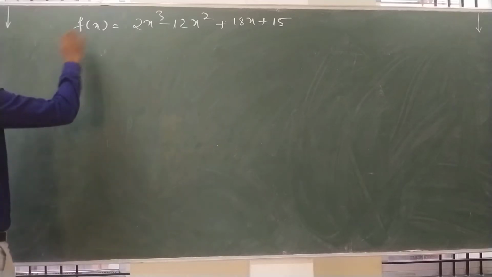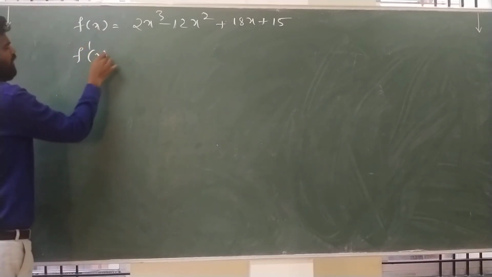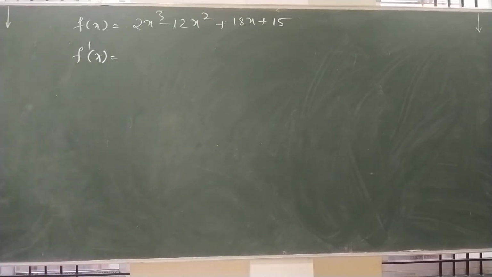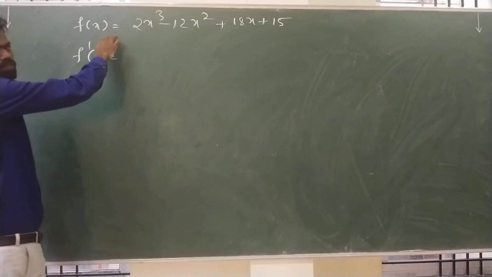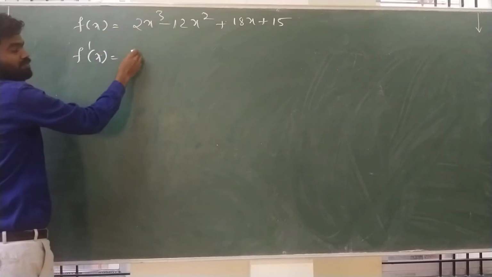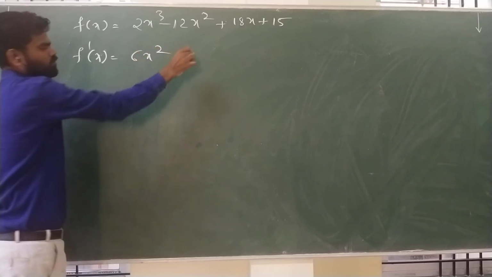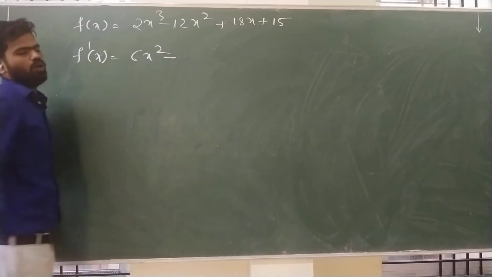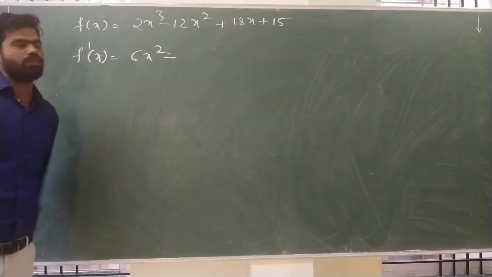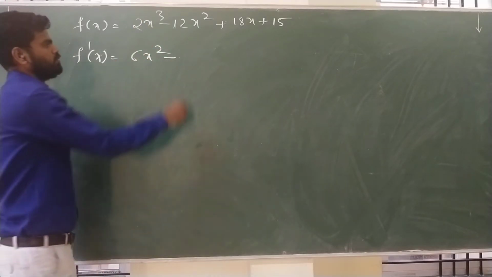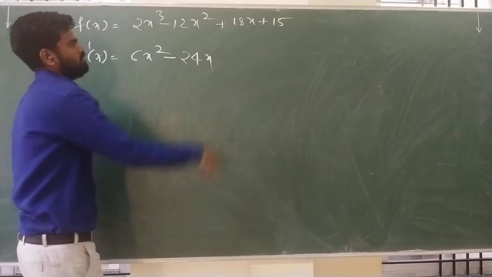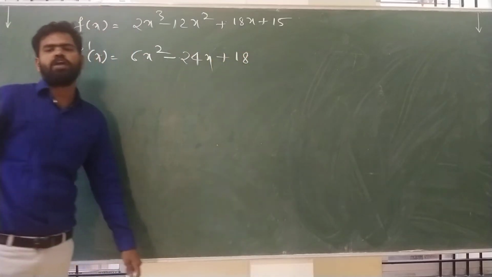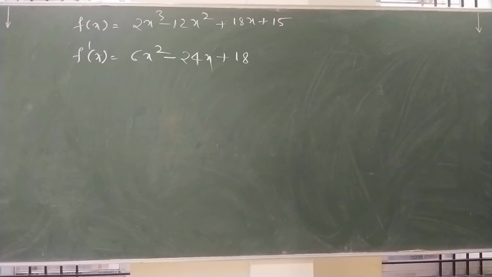First of all, find f dash of x. The dy dx of 2x cube: 2 is a constant, outside of the derivative, dy dx of x cube is 3x square, so 3 into 2 is 6x square. Minus dy dx of 12x square: 12 is a constant, dy dx of x square is 2x, which gives 24x. Plus dy dx of 18x is 18, plus dy dx of 15 becomes 0. Therefore f dash of x equal to 6x square minus 24x plus 18.